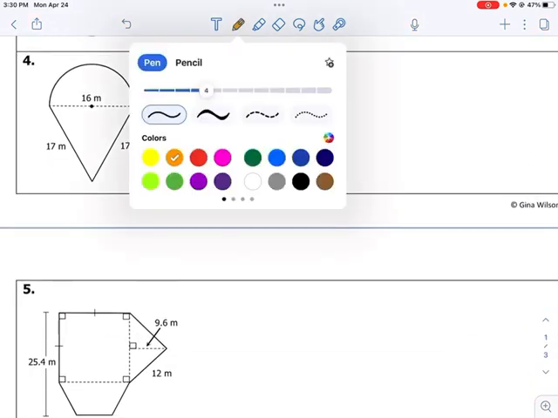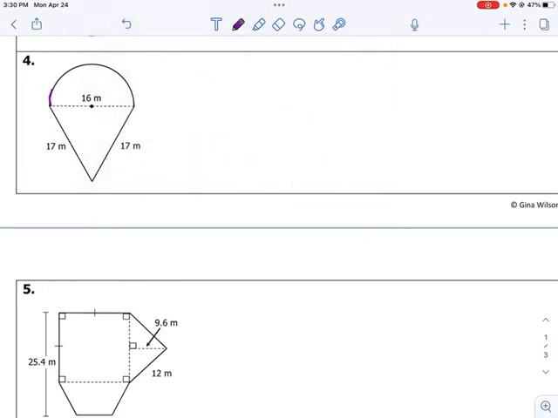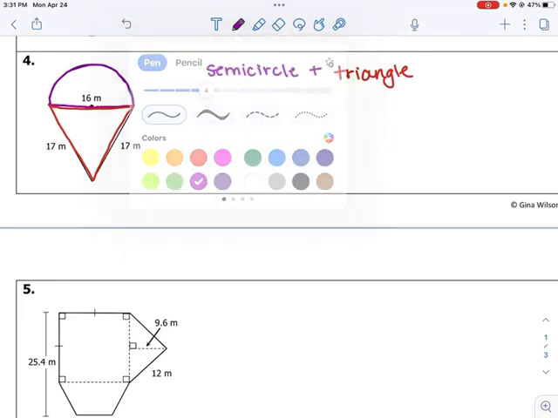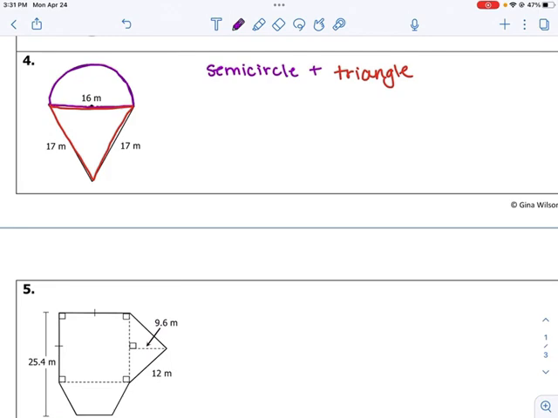Let's look at number 4. In number 4, it looks to me like we have a semicircle plus a triangle. Okay, now for our semicircle, it appears that 16 is the all the way across measurement, so our radius would just be 8. So pi times radius squared, but it's a semicircle, so we better put a 1/2 out in front. So 1/2 pi r squared.